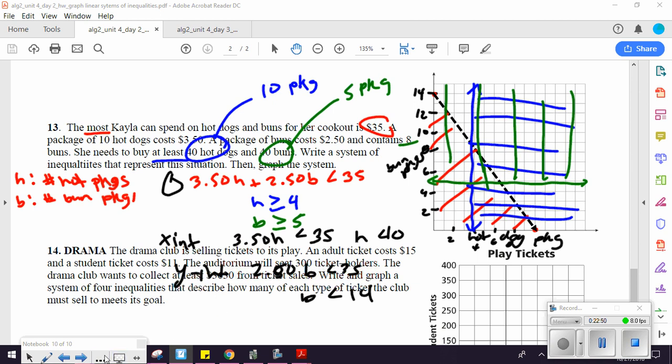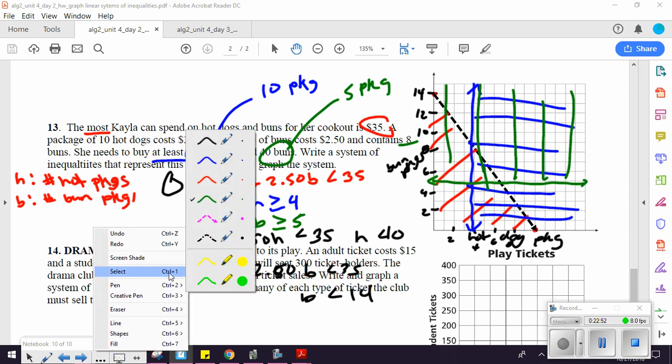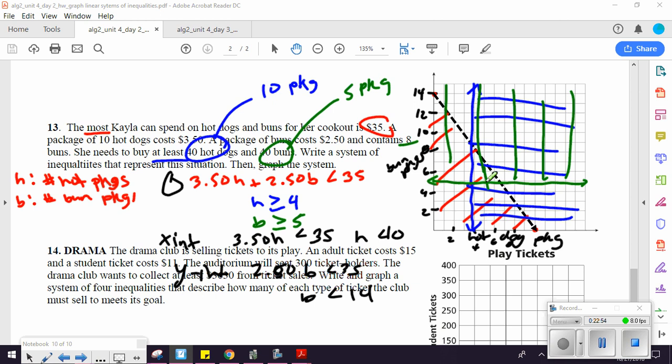So the solution is where all three colors mix. So it's in this tiny triangle right, oh my goodness, right here. That's the solution to this system. I hope this tutorial is helpful. Good luck on finishing the rest.